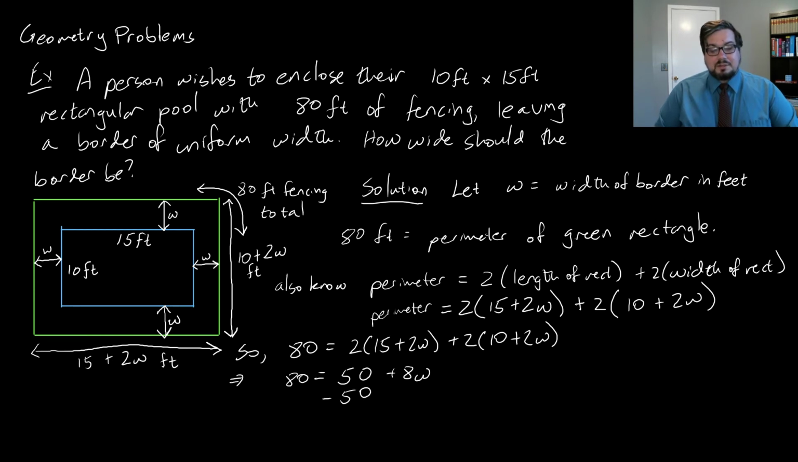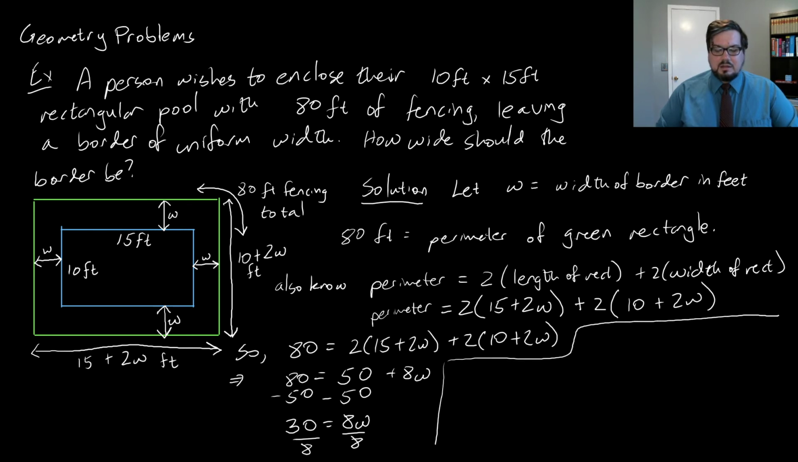We can solve this by subtracting 50 from both sides. And we'll get 30 is equal to 8W. We can divide both sides by 8 to get that W is equal to 30 over 8, or we can simplify that and write 15 over 4. So 15 over 4 is the solution to the equation that we came up with.